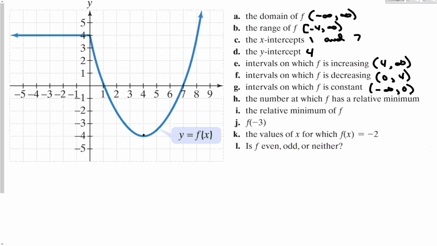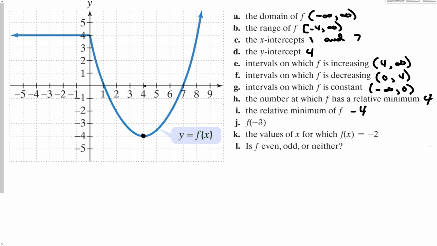Now here's what I said before, that these two can be tricky. The number at which f has a relative minimum. When I see this, the number at which this function has a minimum, that means the x value. So this function has a minimum at 4. And that minimum is the output, negative 4. And I can clearly say that's my point: 4, negative 4. This question is asking for the input. This one is asking for the output.